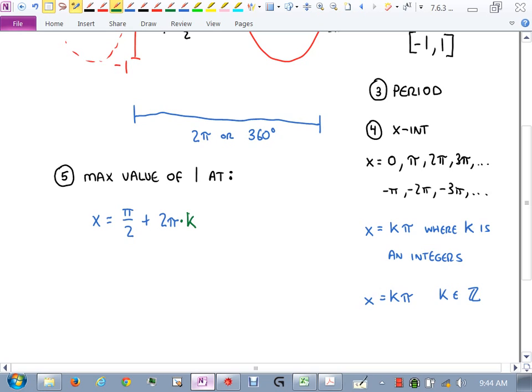Pi over 2 is straight up and down, right? If K is 0, what's your answer? Because remember, the K is an integer. If K is 0, what's your answer? Pi over 2. And we already said at pi over 2, you're at 1, right? Now, if I let K be 1, then I'm going to take pi over 2, and I'm going to add 1 full rotation, and I'll still be back there, won't I? If I let K be 2, I'm going to add 2 full rotations to pi over 2. So I start at pi over 2, I do a full rotation, then I do a second full rotation, I should still be back there.